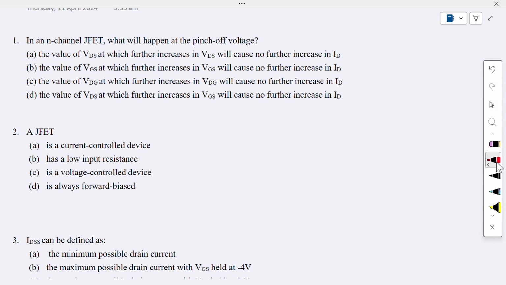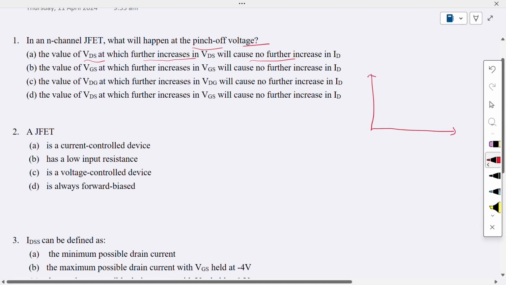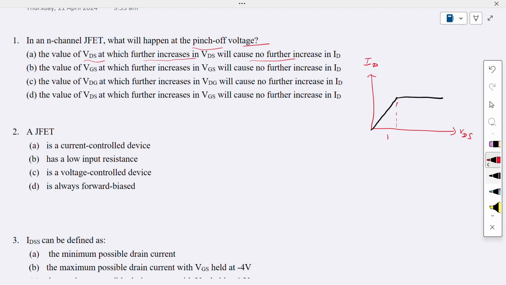So let's see question number 1. In an N-channel JFET, what will happen at the pinch-off voltage? It is the value of VDS at which further increase in VDS will cause no further increase in ID. If we draw ID versus VDS, here is the ID, and the x-axis is the VDS. Typically we have this curve, where at this junction is what we call the pinch-off voltage, VDS pinch-off.